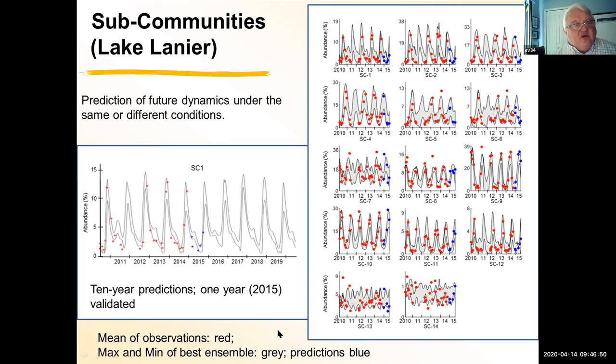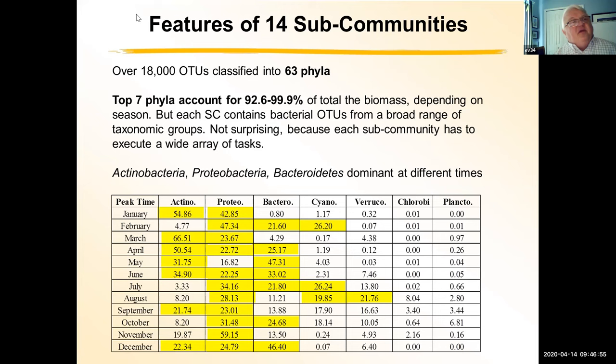Now, what are the features of these subcommunities? I need to go back one. So we have over 18,000 species in both cases. In Lake Mendota, there are about 63 phyla, but only 7 of these phyla account for 93 to almost 100%. Why is there a range? Well, it changes during the seasons. At different times of the year, these phyla account for maybe 93% or 99% of the total biomass.